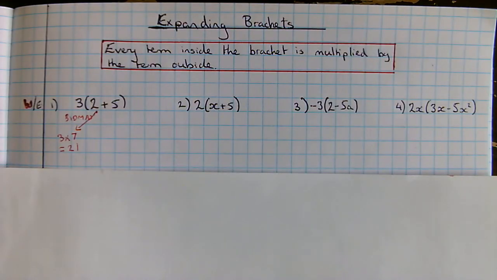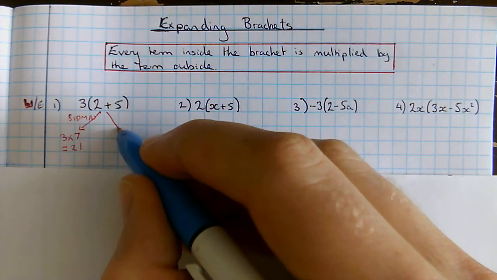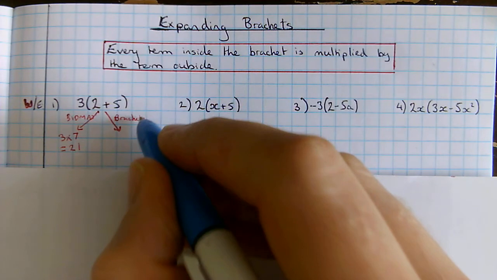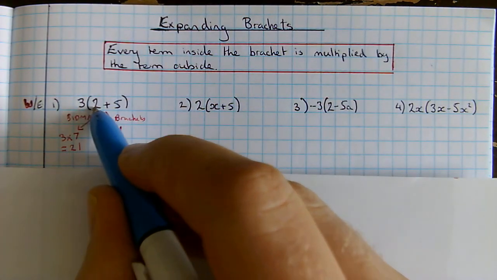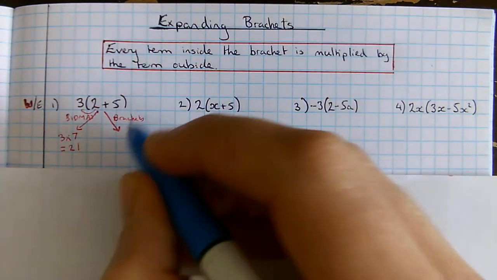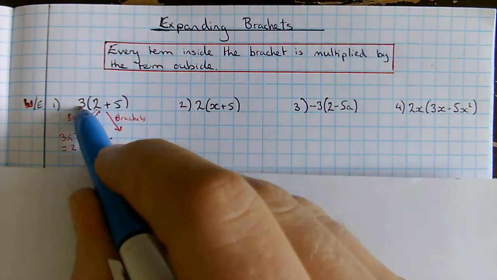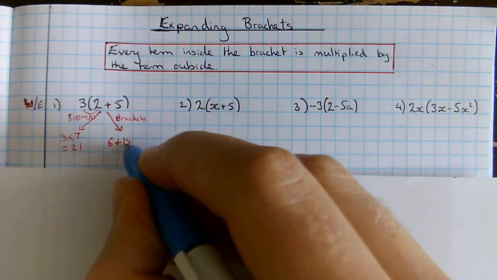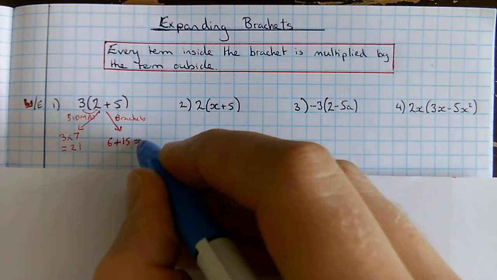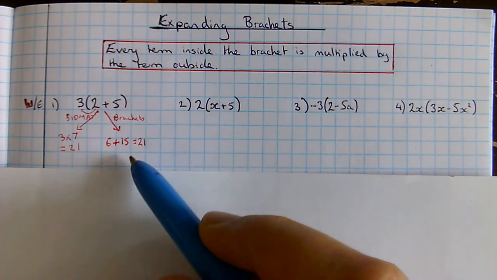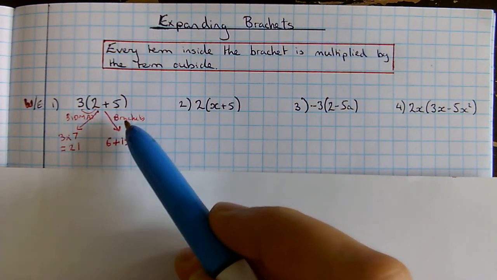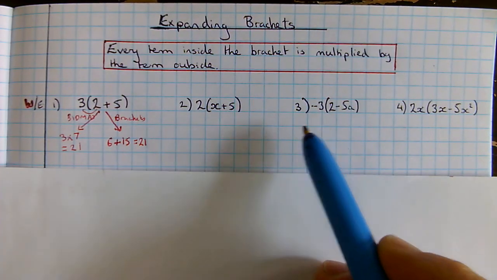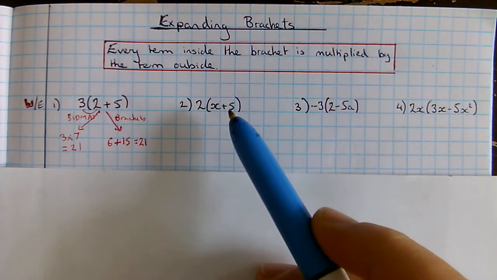Now, if I were doing it by multiplying out brackets, let's have a look at what that would give me. Using my brackets, I multiply every term by what's outside. So I've got positive 3 times positive 2, which would give me 6, and positive 3 times positive 5, which gives me positive 15. I've got 6 and a positive 15, which gives me 21. So we can see that I get exactly the same result if I use BIDMAS and if I multiply out the brackets.